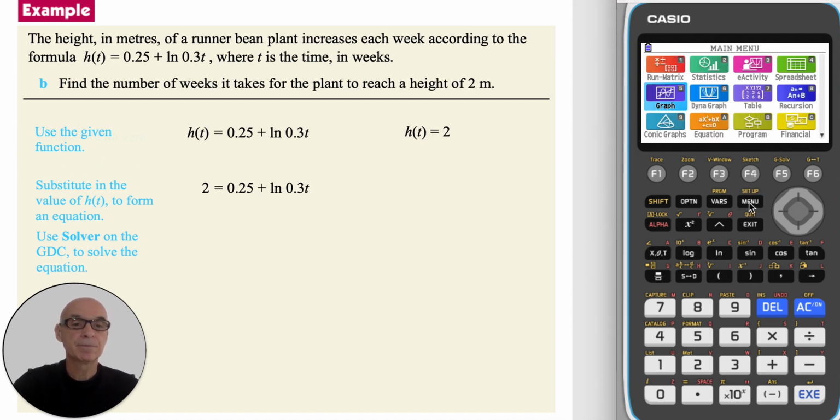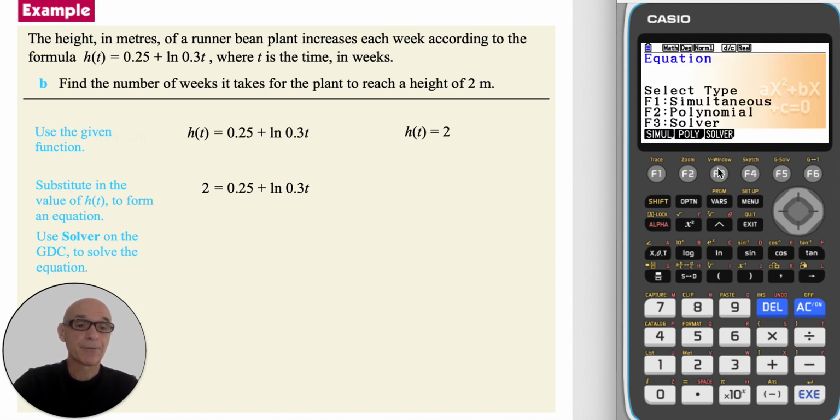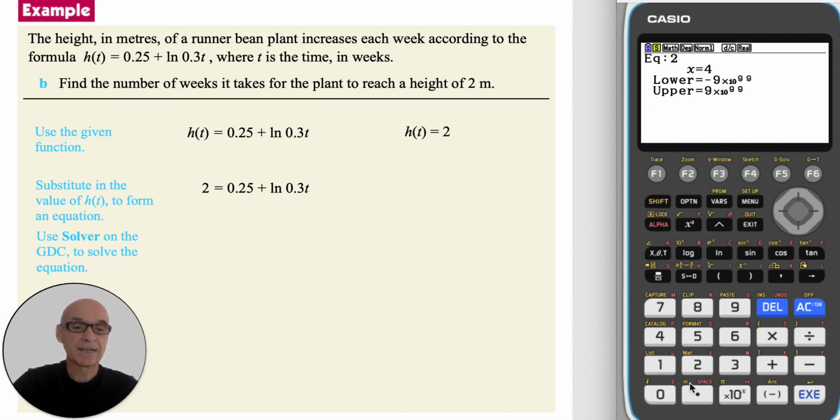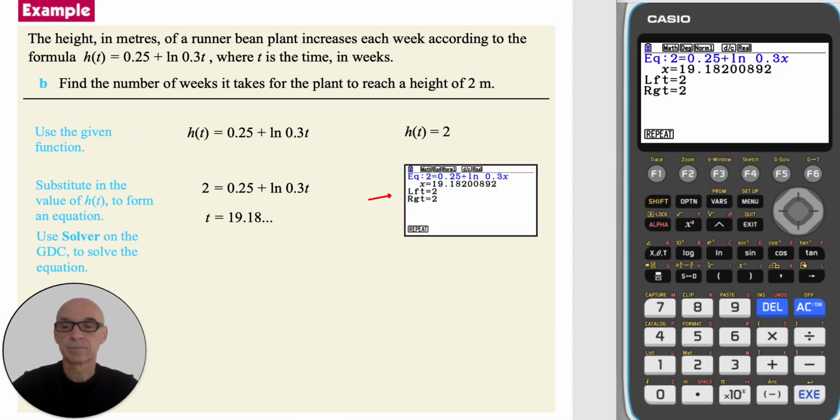So from the menu, select equation, press F3 for solver, type in the equation. So 2, shift to get down to the equals, 0.25 plus pressing the LN button for a natural logarithm, and then 0.3, and using x variable to represent t. Pressing execute to enter the equation, and F6 to solve the equation. Given the value shown. So that's 19.2 weeks for the plant to reach a height of 2 meters.